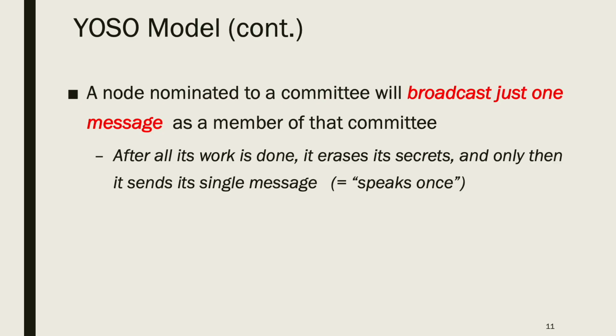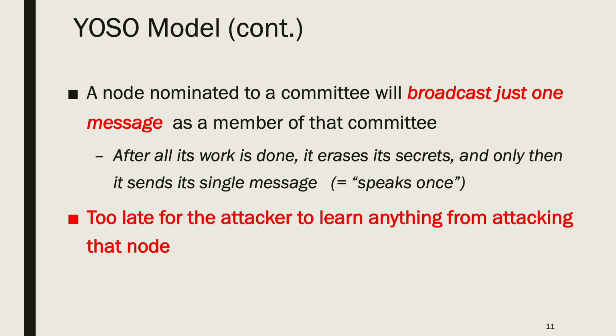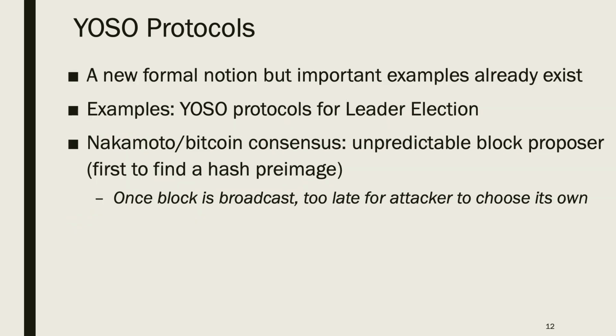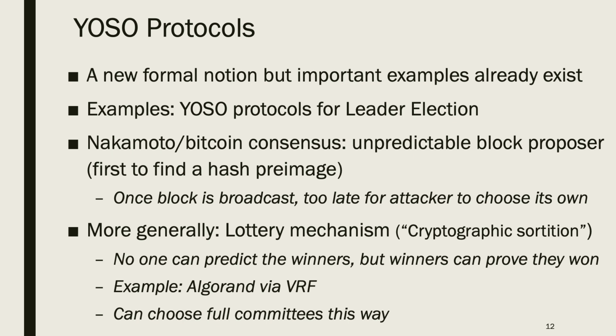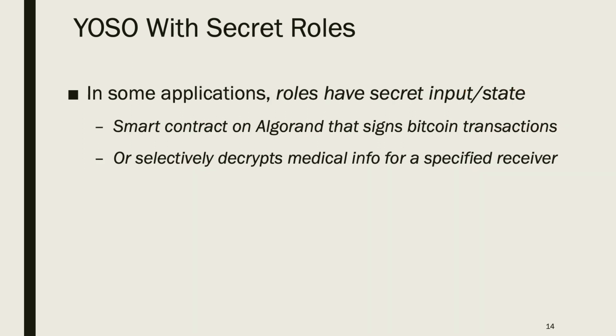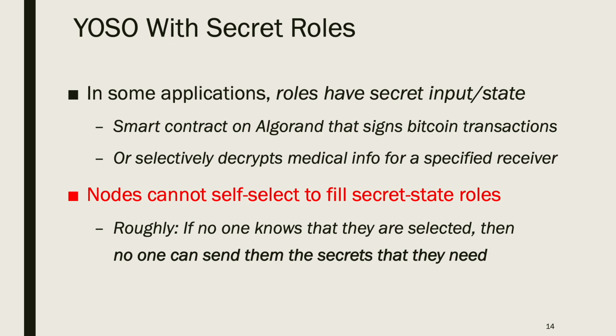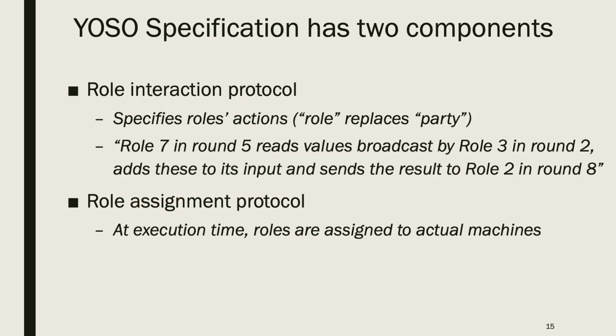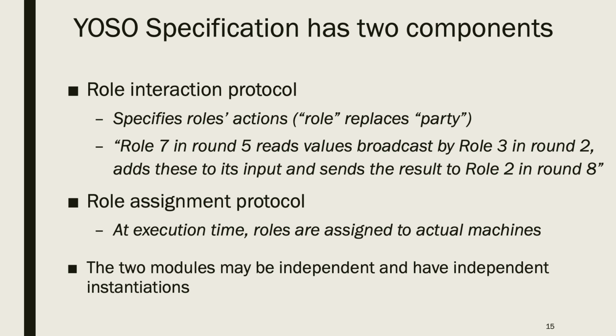So the idea is that when I'm chosen to a committee, I will know that I'm selected. I will do some work. At the end of the work that I do, I erase all my state and output the message that I need to output, and that's it. At this point, if the attacker wants to corrupt me, it can do that, but it's too late, all right? Because I did my work and I erased any secrets that shouldn't be there. So it's too late for the attacker to learn anything from attacking that node.